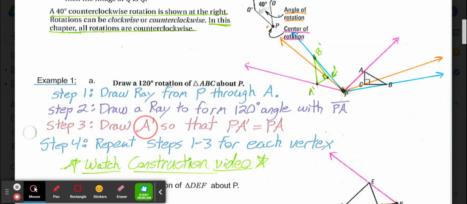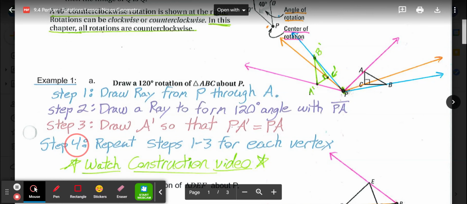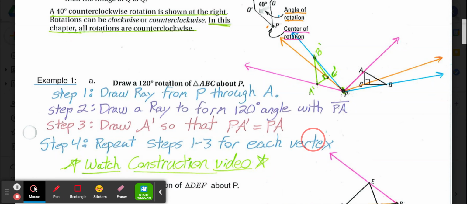Because A prime needs to be the same distance away from P as it was originally. So I'll show you those 3 steps in our construction video. And then step 4 is simply to repeat those 3 steps for every vertex that you have. And then we go back in, connect the dots to create our shapes.